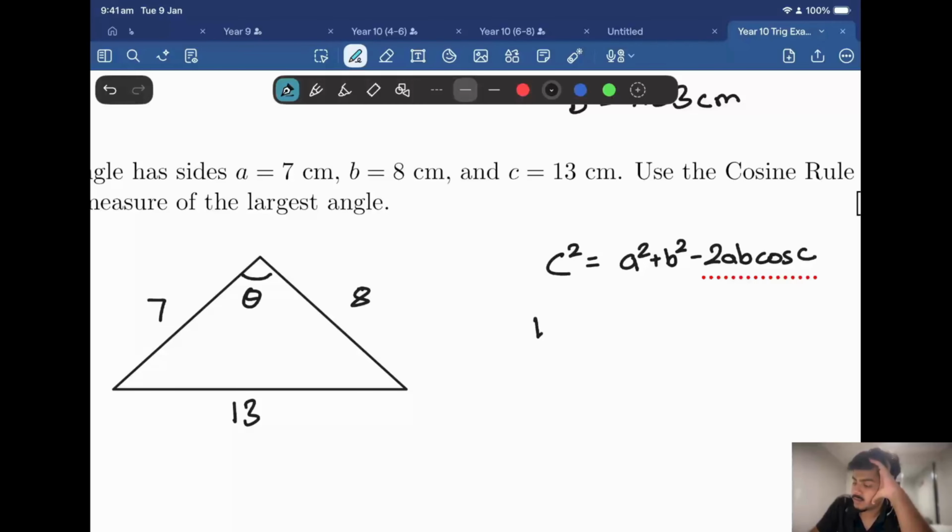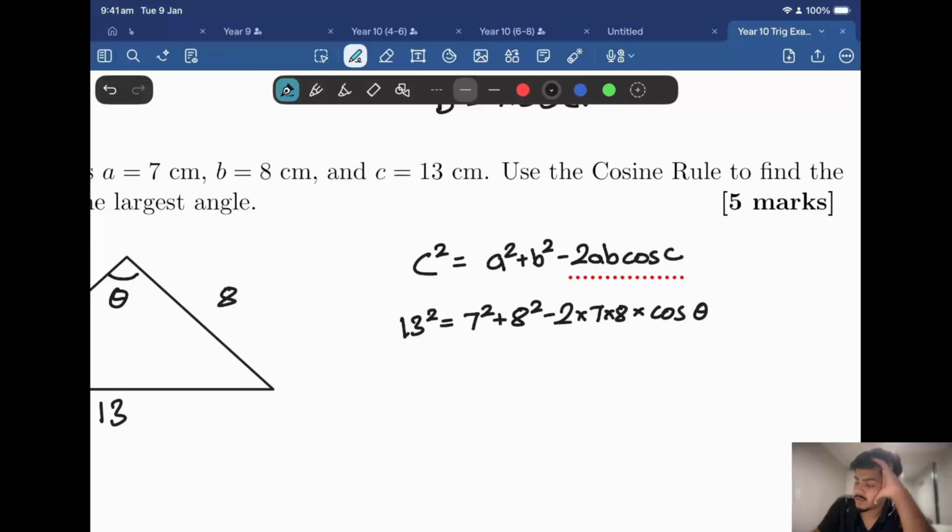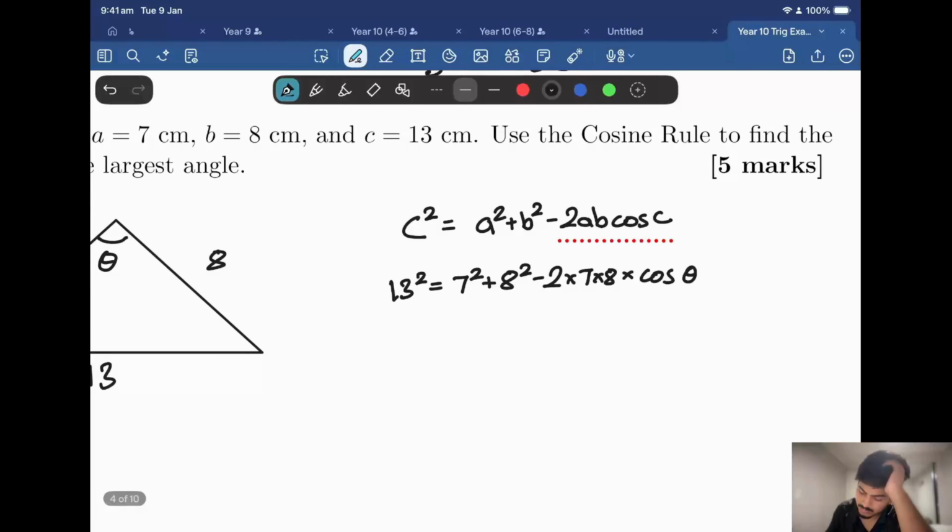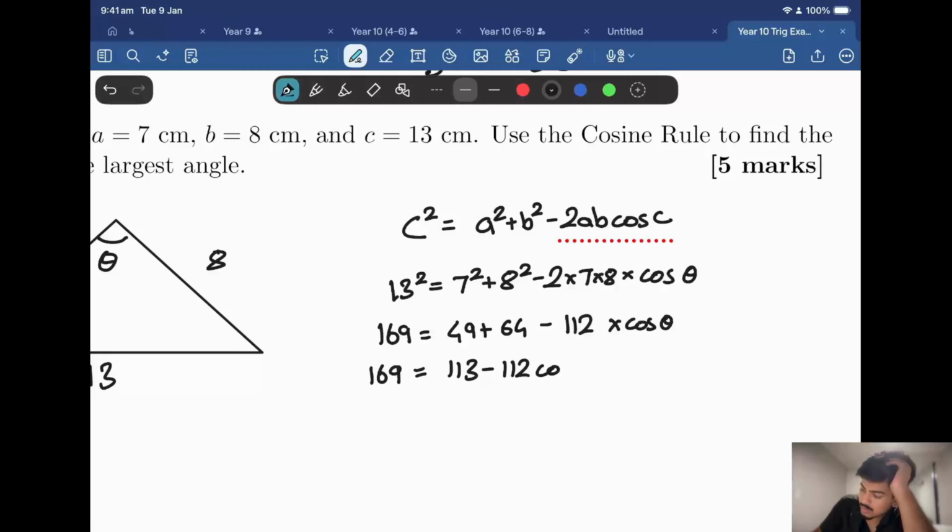13 squared is equal to 7 squared plus 8 squared minus 2 times 7 times 8 times cos of theta. Okay, let's just solve all our squares first. So 13 squared is 169, equal to 49 plus 64 minus 2 times 7 times 8, which is 112, times cos theta. So 169 is equal to 113 minus 112 cos theta.